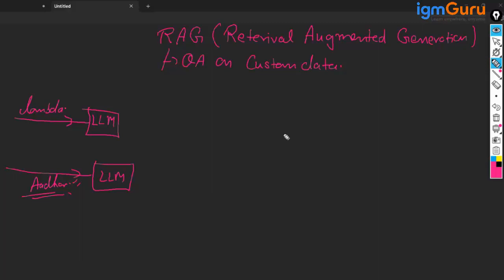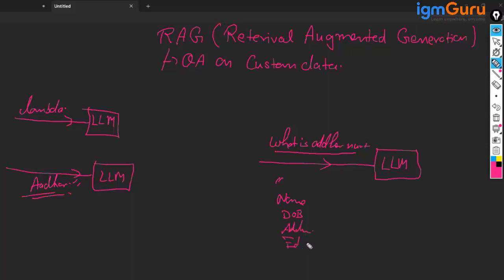Now, for the Aadhaar card question, I will ask what is my Aadhaar number, and for this question I'm giving my personal information: my name, my DOB, my Aadhaar number, my education details, and my company details. So I'm giving two parts. One is the question, what is my Aadhaar number. Along with it, I'm giving this context: please refer to this context and give me my Aadhaar number. Do you think the LLM models will now be able to give the answer?